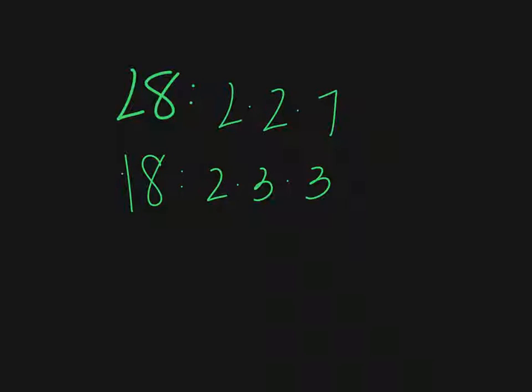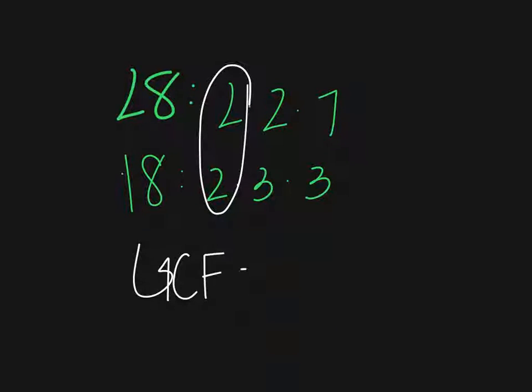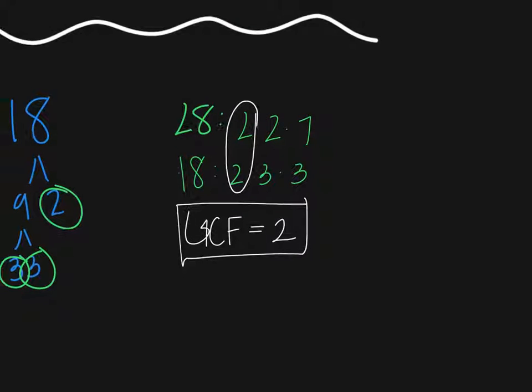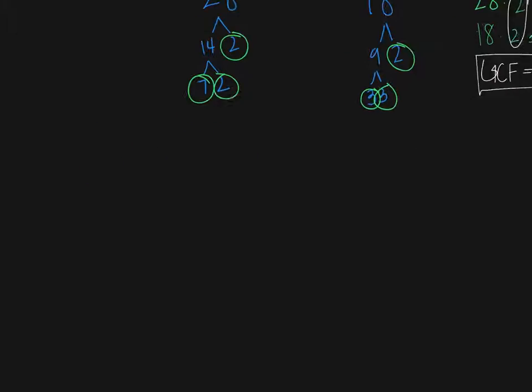Now, for greatest common factor, you want to find what both of them have in common. Well, both of these have one 2 in common. So the GCF is 2, okay, because they both have a 2 in common. It is not 2 times 2, because you're not multiplying them. Even if you did 2 times 2, that equals 4, right? And 4 is not a factor of 18, so that wouldn't make sense. So your greatest common factor for these two is 2.